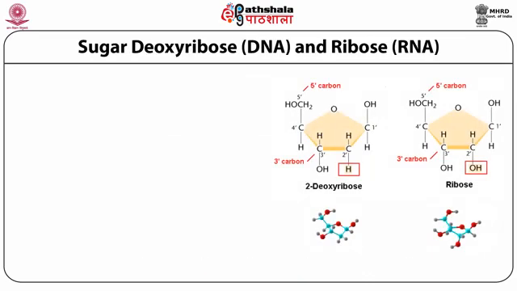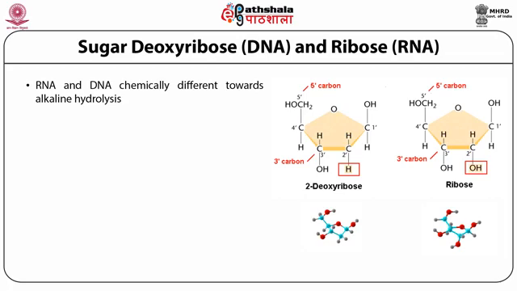If you look at the sugar unit, deoxyribose for DNA and ribose for RNA, the first important thing, as we have already mentioned, is that the second carbon atom in DNA doesn't have a hydroxyl group, but in the case of RNA it has a hydroxyl group. The presence of this hydroxyl group gives RNA and DNA a very different character towards alkaline hydrolysis, because the RNA backbone is more susceptible to alkaline hydrolysis because of the presence of this neighboring hydroxyl group.